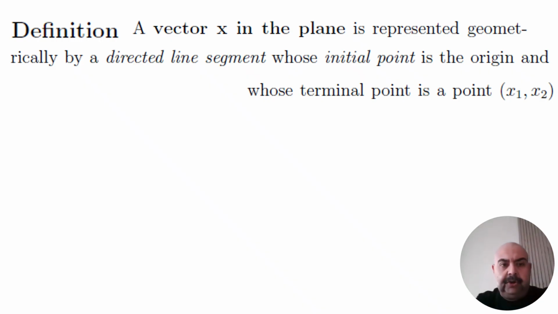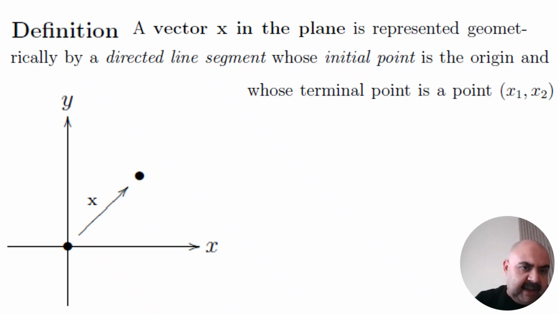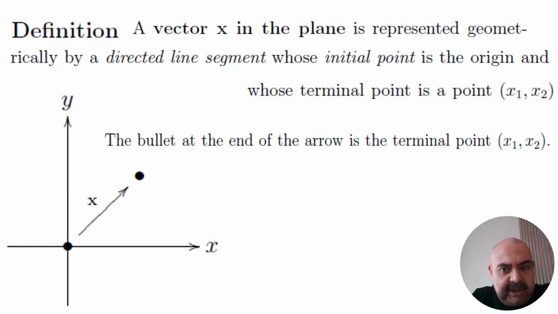Okay, definition. What's a vector? A vector x in the plane is represented geometrically by a directed line segment whose initial point is the origin and whose terminal point is at x1 and x2. We call it, in most cases, a position vector. So if x is a vector or a position vector, it will be the values of this point. But actually, it is the vector connecting 0, 0 and that point. This is the definition of vectors.